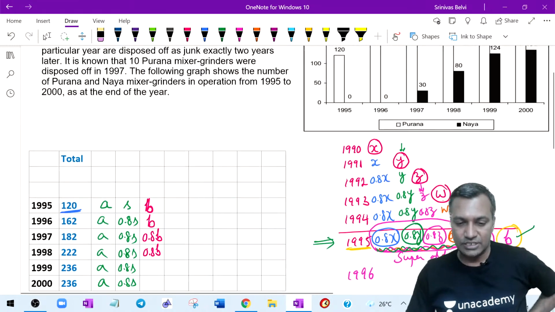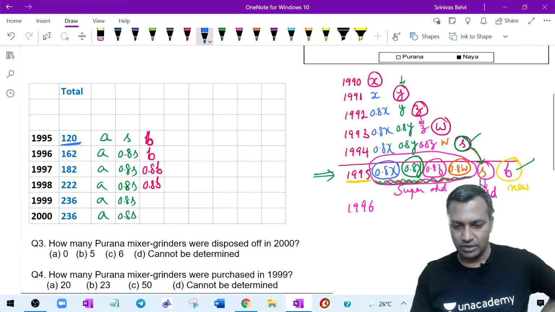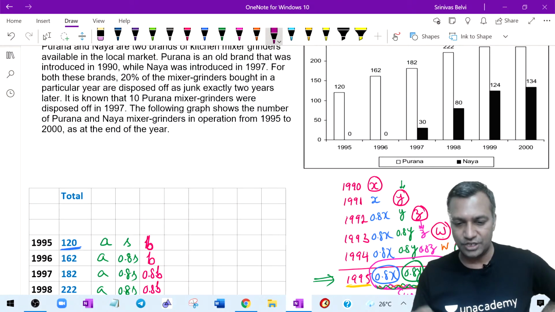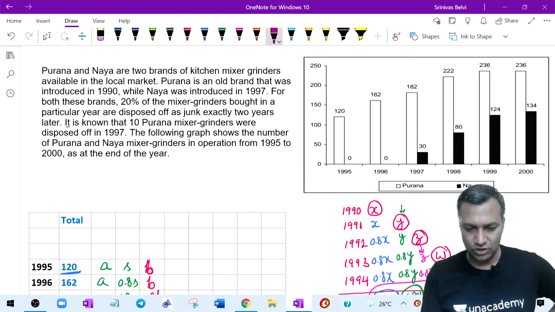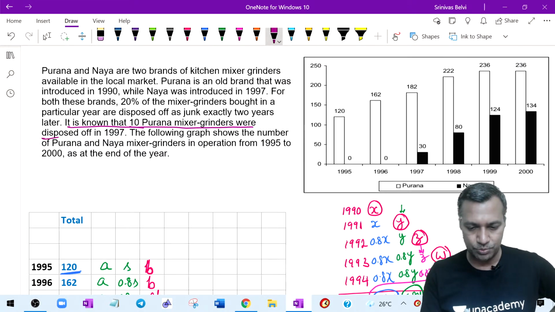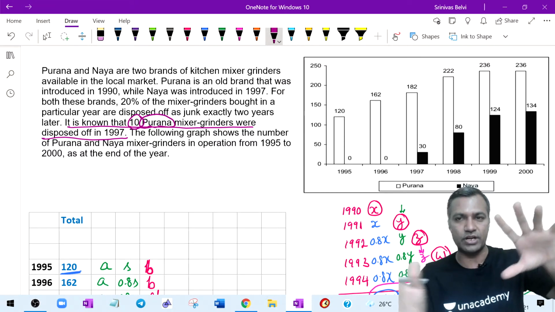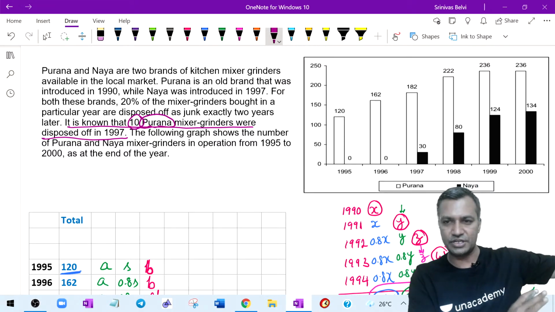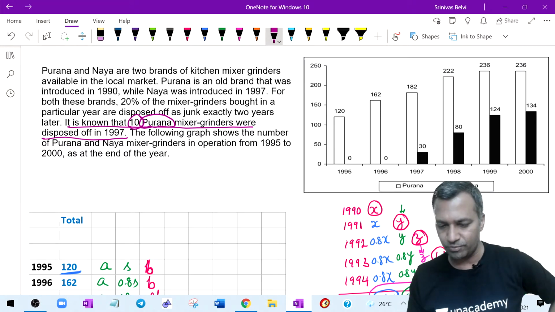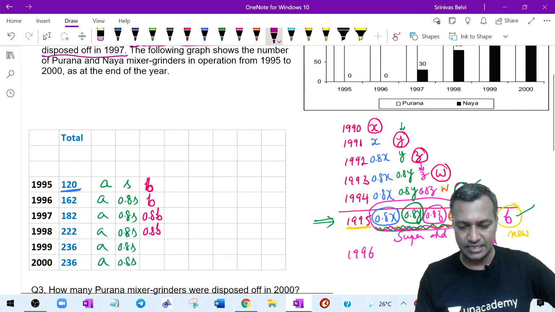All right, let's come back to this. The data is right in front of us. There is one piece of information I will add. It is also known that 10 Purana mixer grinders were disposed of in 1997. Naya is over. There were 2 questions, and we finished that story. Now we are doing the story of Purana.